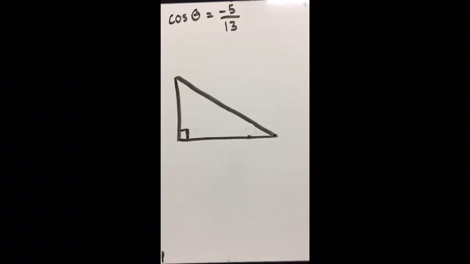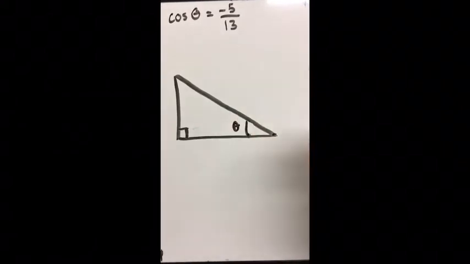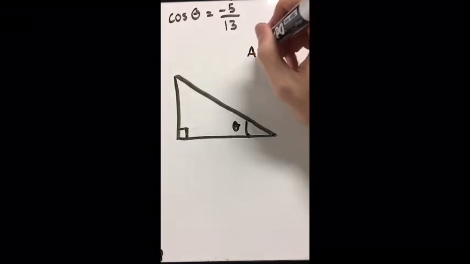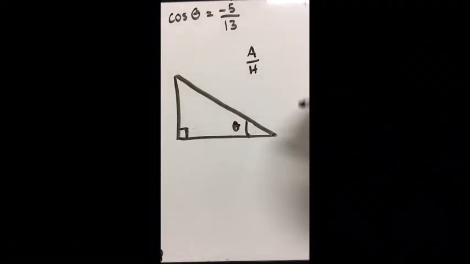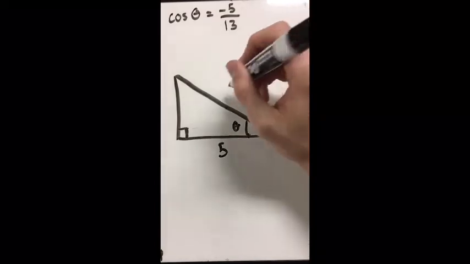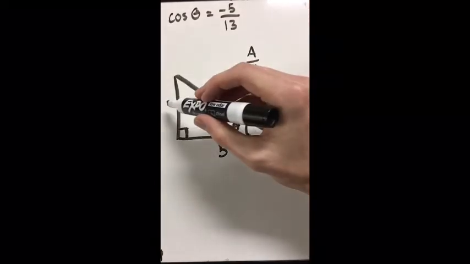The next step in the problem is to find all of the trigonometric ratios for theta. To do this, we must first find all of the side lengths of a right angle triangle that contains the angle theta. To start out, we'll label one of the angles on a right angle triangle theta. Now, we know that cosine represents the adjacent side over the hypotenuse. So, we'll take 5 and label the adjacent leg, and 13 and label the hypotenuse. Now, we just need to find the remaining side.